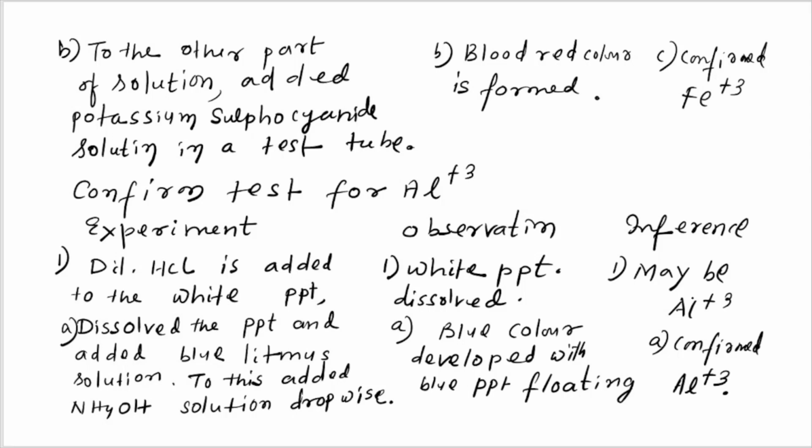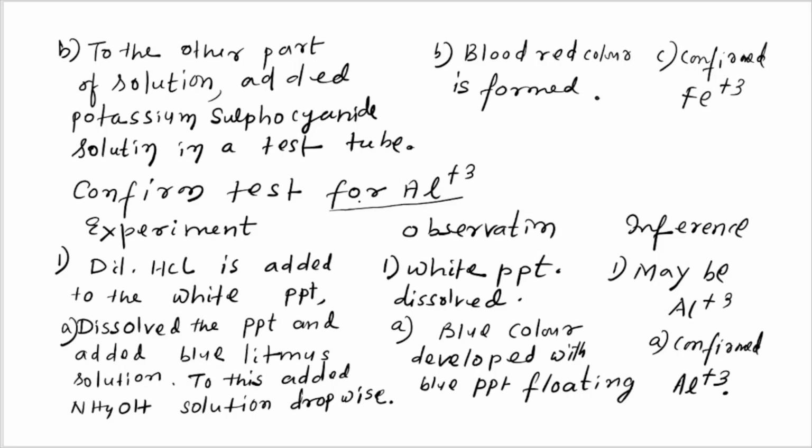Then you will go to the confirmatory test for Al+3. I hope it is clear how you can confirm Fe+3 by two tests: one is potassium ferrocyanide, the other is potassium sulfocyanide. Then the confirmatory test for Al+3. What is the difference here? You can observe Al+3, if it is present, then what type of precipitate are you getting?